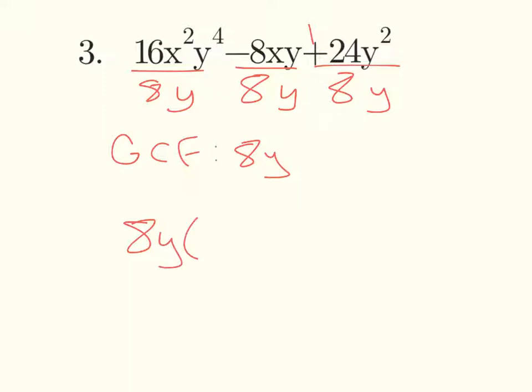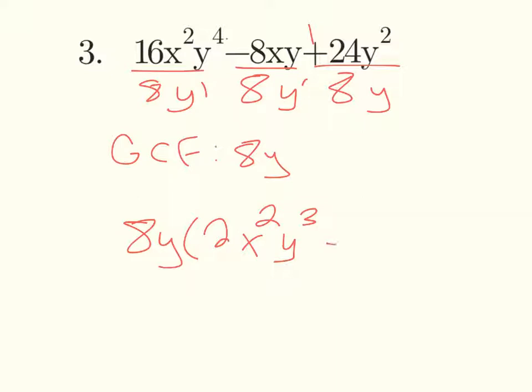Go ahead and divide it now. 16 divided by 8 is 2. We still have an x squared. I take 1y out of 4y. 4 minus 1, remember that's dividing with exponents, so we subtract. That's y to the third.